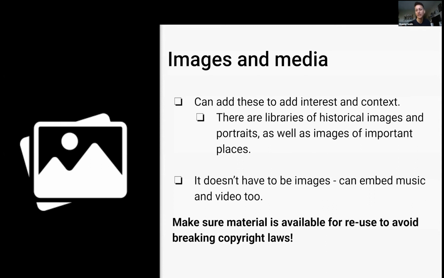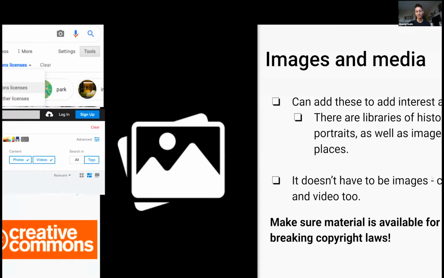Images and media. You can add these, of course, to add interest and context, and everybody loves pictures. There are all sorts of libraries out there that have historical images, portraits, places. But you can also embed music and video too, so you can be really creative with the media that you use. But most important, make sure that all the material you use is available for reuse to avoid breaking copyright laws. Make sure that either it's your picture or that you're not stealing somebody else's owned images.